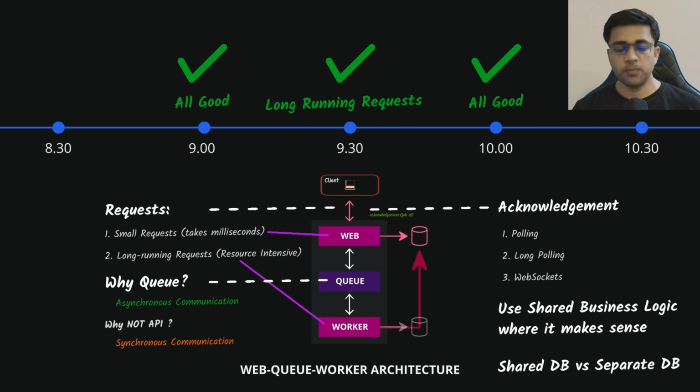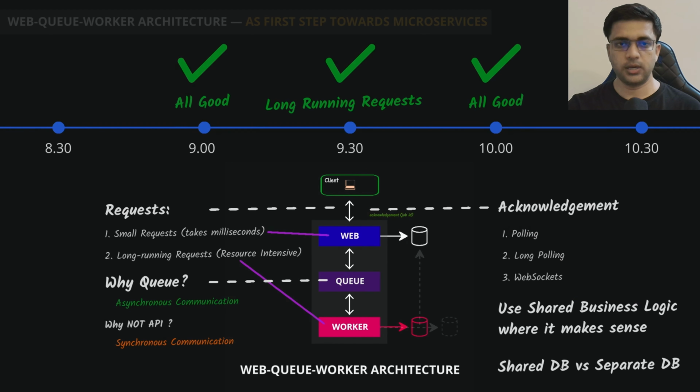To avoid this, we may need a proper bulkhead. If you do not know the bulkhead pattern, I have a separate video on that. In this case, if both the web and the worker used separate dedicated databases, the problem in one area would not cascade to the other.